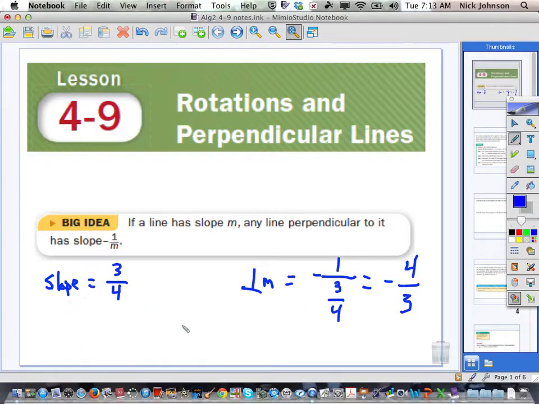And what you should remember from algebra and geometry is that when you have a slope times a perpendicular slope, they equal negative 1. And that's how you can tell if your lines are perpendicular to each other or not.